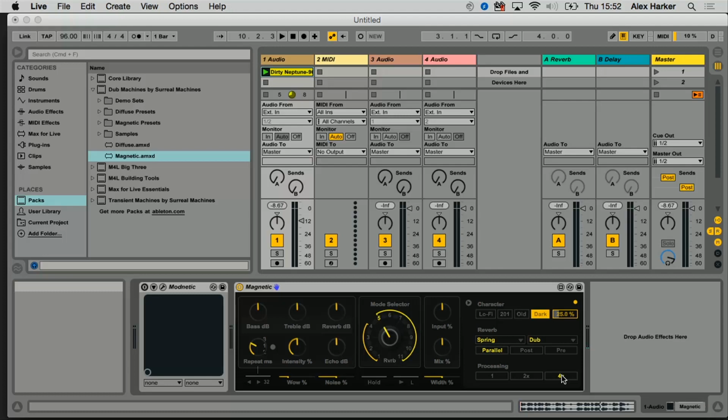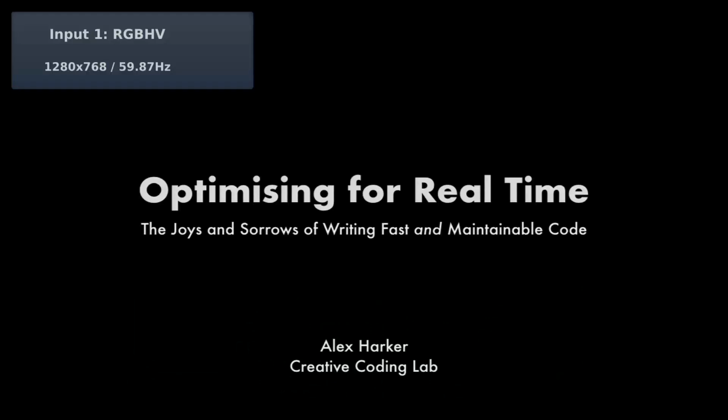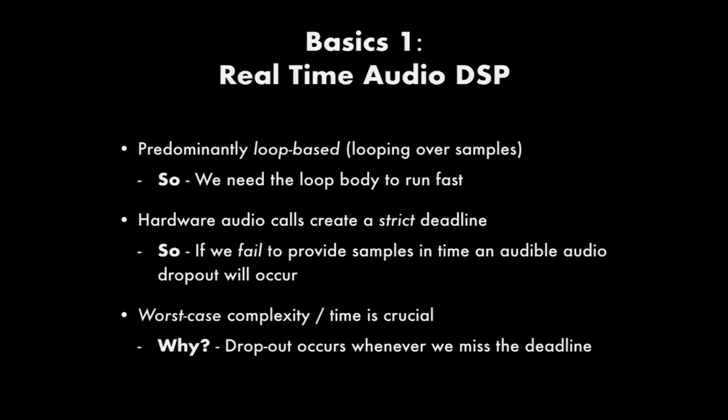So that's one example that we'll come back to, and we'll look at some specific examples of quite low level stuff that we did there. There are two basic things I want to talk about. First is the idea of real-time audio DSP and what speed and optimization means in that context. And the next is algorithmic complexity.